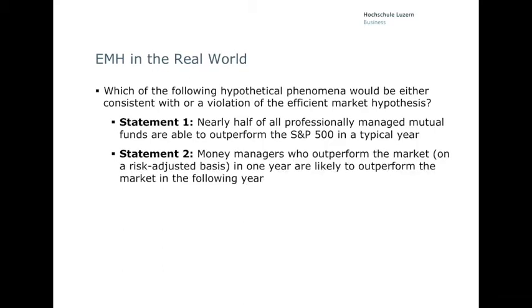Now let's go to statement 2. Money managers who outperform the market on a risk-adjusted basis in one year are likely to outperform the market in the following year. This statement is also inconsistent with the efficient market hypothesis. This would be the basis of an easy money rule: simply invest with last year's best managers. As often referred, historical outperformance is no guarantee for future outperformance.